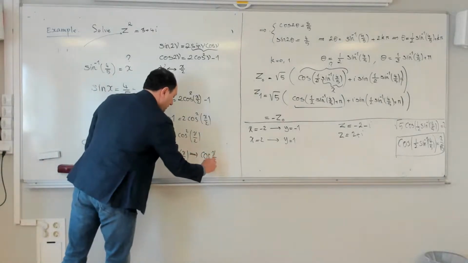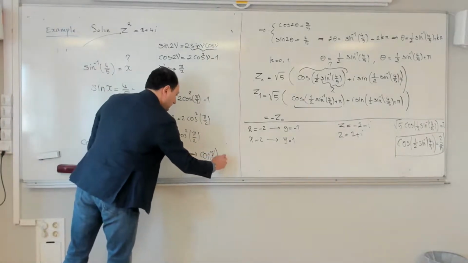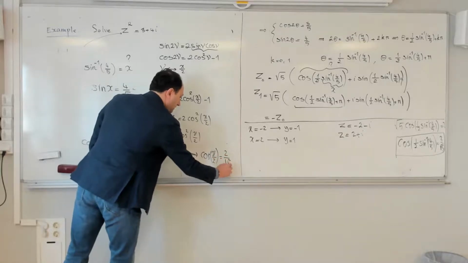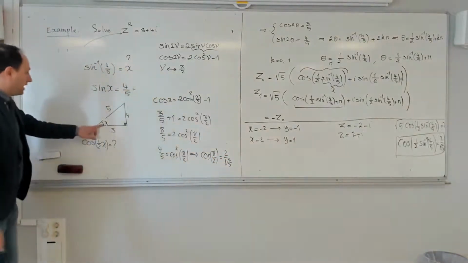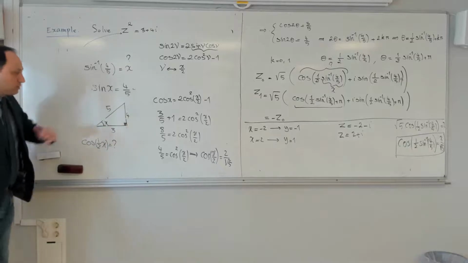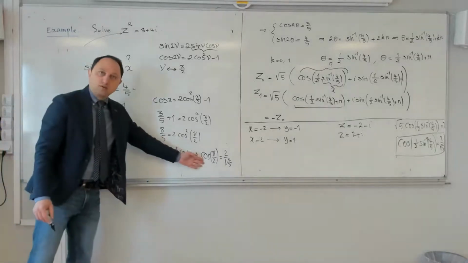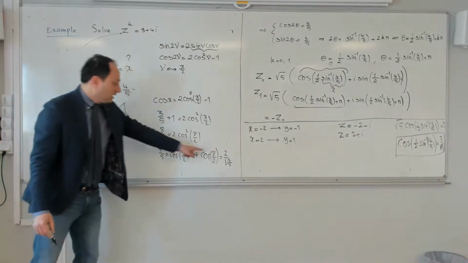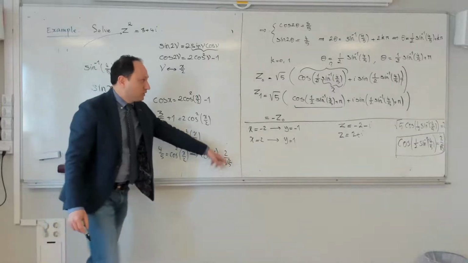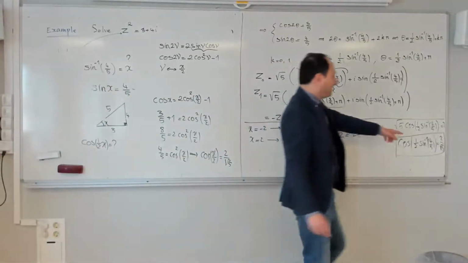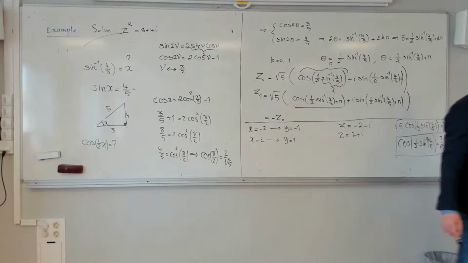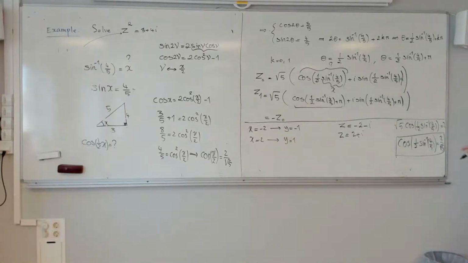But do I need to put plus and minus? Here, no. Why no? Because x is an acute angle. x over 2 is also an acute angle. The cosine of an acute angle cannot be negative. And I get cosine x over 2 is 2 over square root of 5. And that is the calculation in our world, not in the complex system. So we were also able to confirm that using just real numbers.